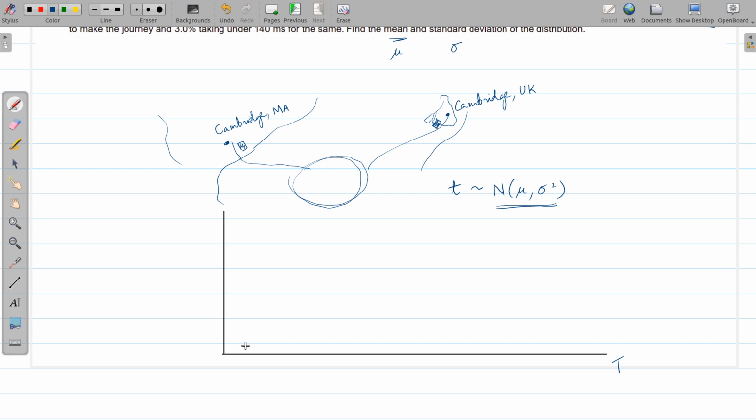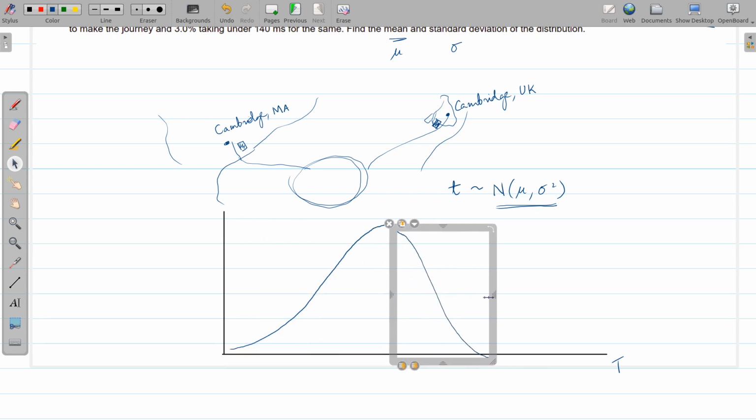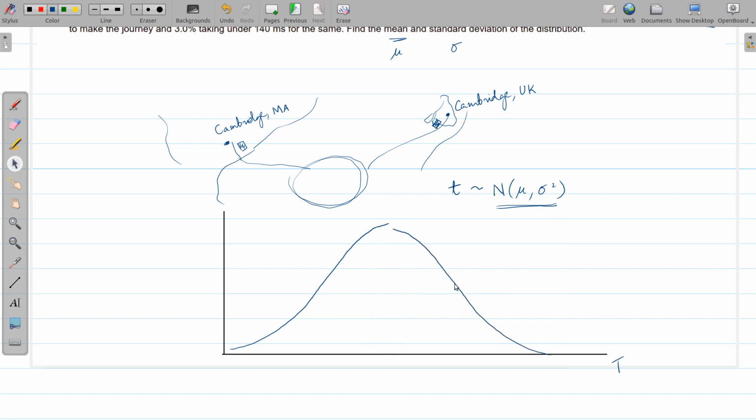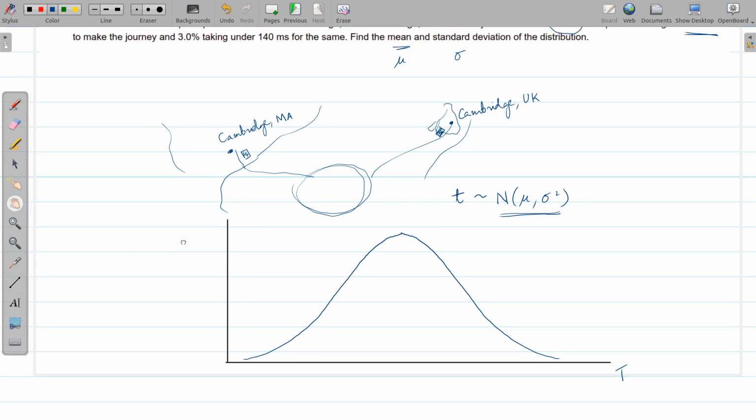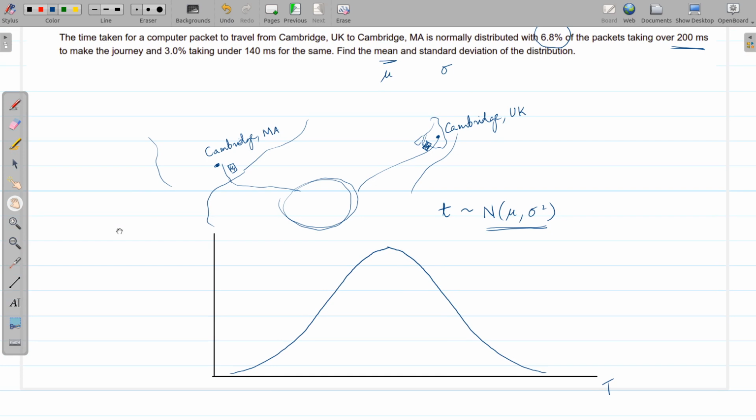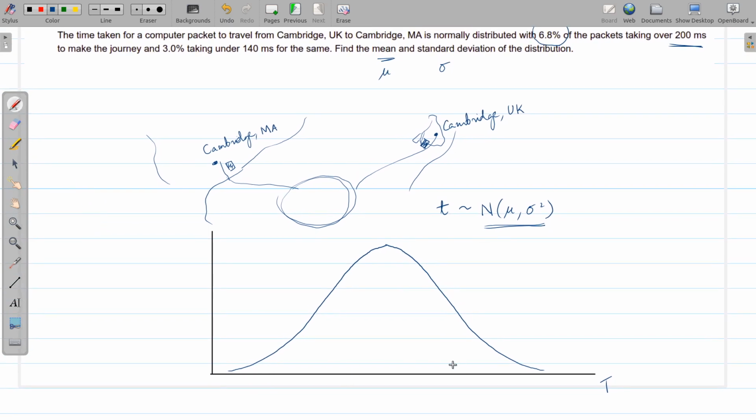So it is some Gaussian, but we don't know what the mean and the standard deviation are. This is what we are trying to find out. So let's say this is the Gaussian distribution. What it says here is over 200 milliseconds and under 140 milliseconds. Let's say this is 200 milliseconds. This is time in milliseconds. When the time taken is more than 200 milliseconds, this area corresponds to the probability 6.8%.